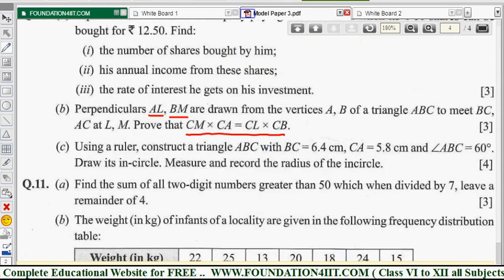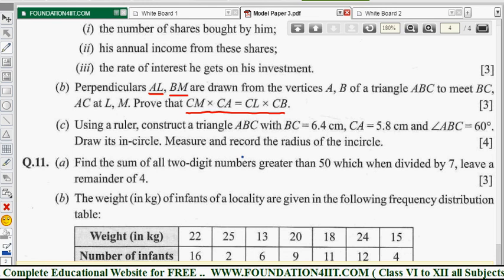And so the next one: using a ruler, construct triangle ABC, BC 6.4, CA 5.8, angle ABC 60 degrees, and draw the incircle, and measure and record the radius of the incircle. So from the same channel you can find the construction videos. Just type incircle, so you can get these problems and solve them. So I'm not going to tell you here. From the same channel you can go through it. Just roughly I will show here.